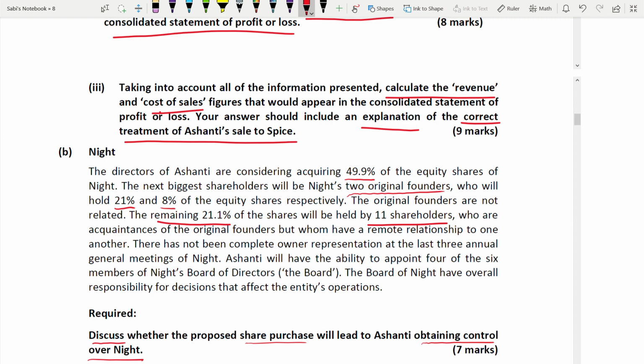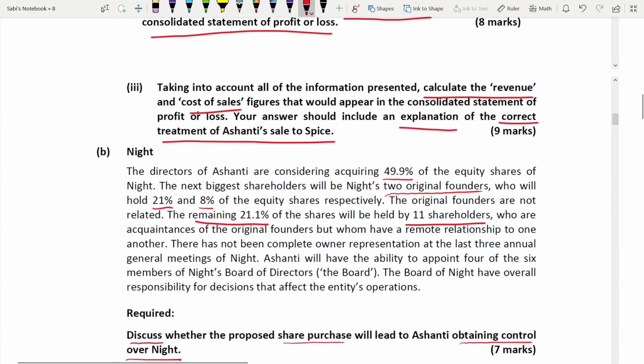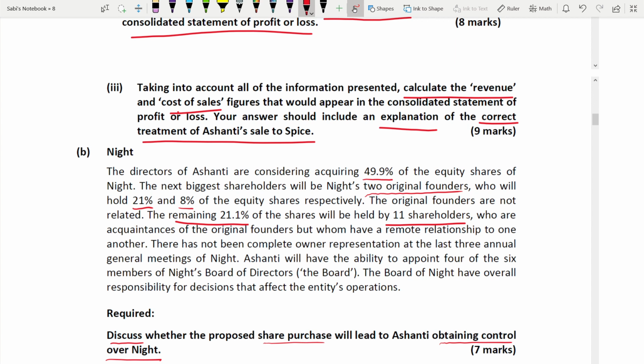Ashanti will have the ability to appoint 4 of the 6 members. This is very important. Who has the power? Do they have the voting right? Okay, their representation on the board of directors. So Ashanti will have the ability to appoint 4 of the 6 members of Knight's board of directors, which is a very important piece of information. This tells how much influence they have over Knight's board.